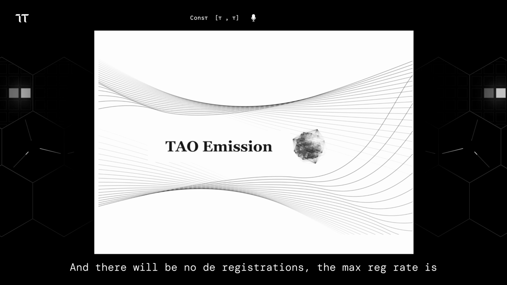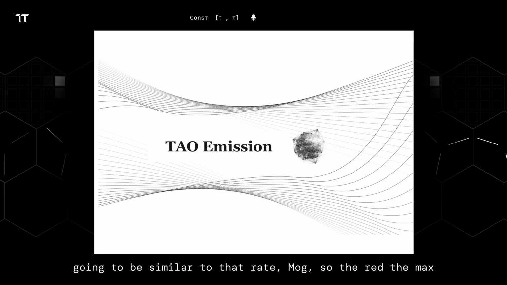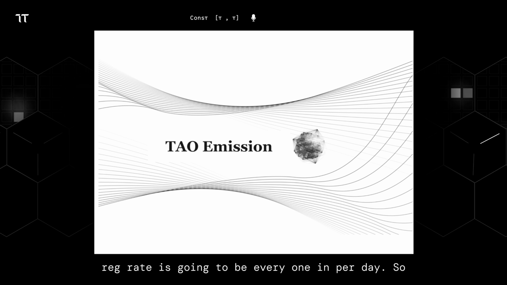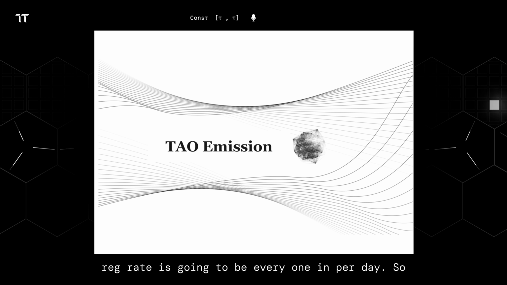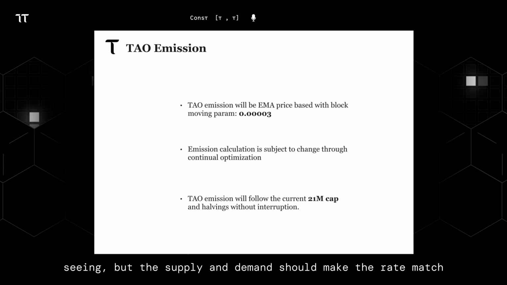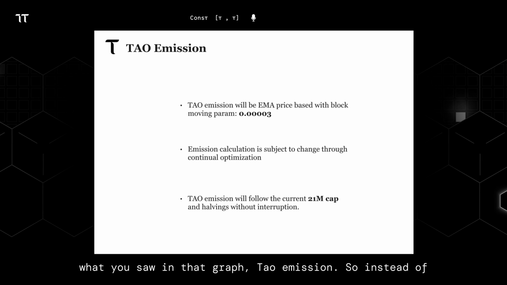The max reg rate is going to be similar to that rate. So the max reg rate is going to be 1 per day. So technically we could actually have more than what we're seeing, but the supply and demand should make the rate match what you saw in that graph.